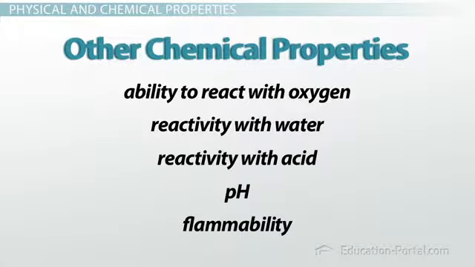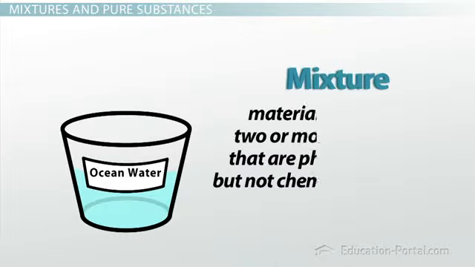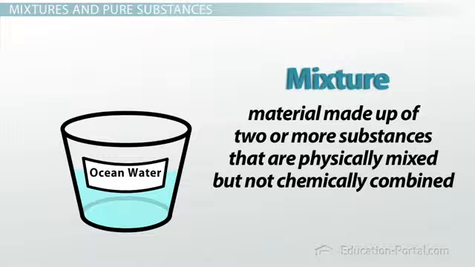The reason properties are so important to chemists is because chemists use them to describe matter and the changes it undergoes. They also use properties of matter to put matter into major categories or classifications. For example, if you have a substance and it can be physically separated into other substances, you have a mixture. A mixture is a material made up of two or more substances that are physically mixed, but not chemically combined.